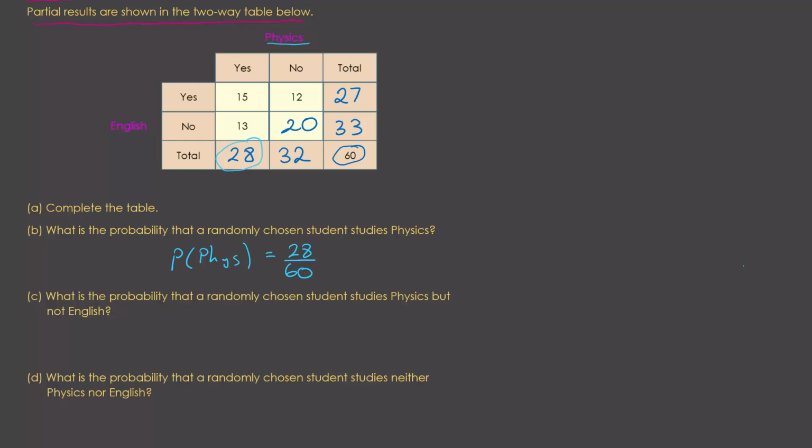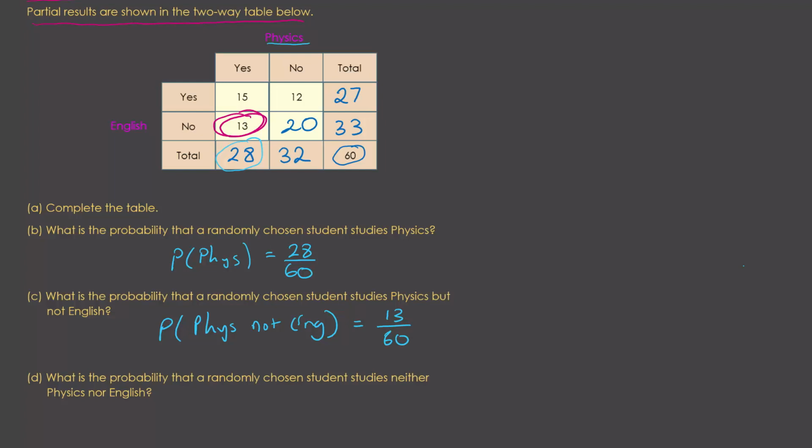What is the probability that a randomly chosen student studies physics but not English? So on the table, that would be these people here. They said yes to physics and they said no to English. So the probability of physics but not English, that's 13 out of 60.